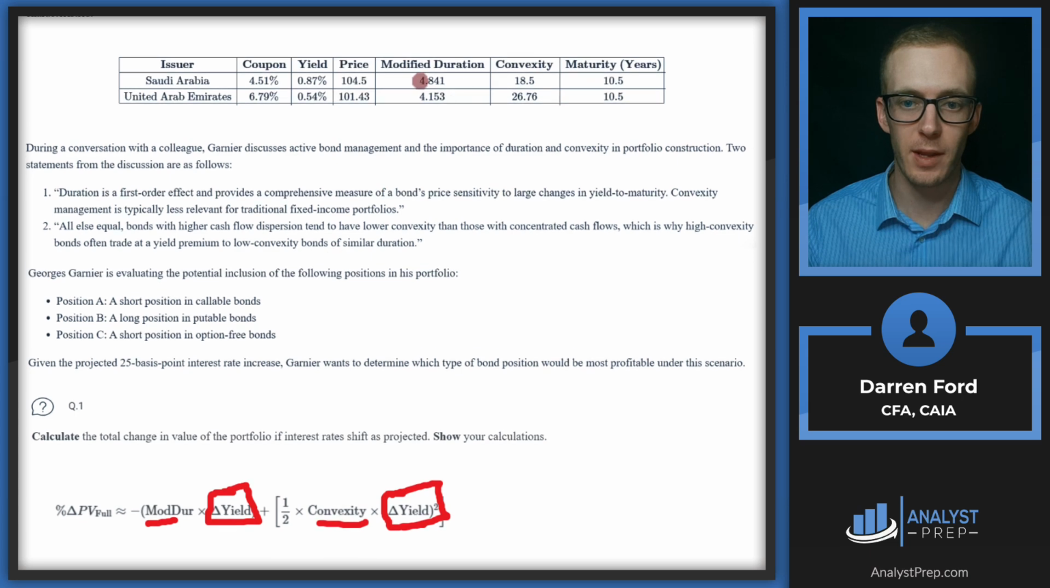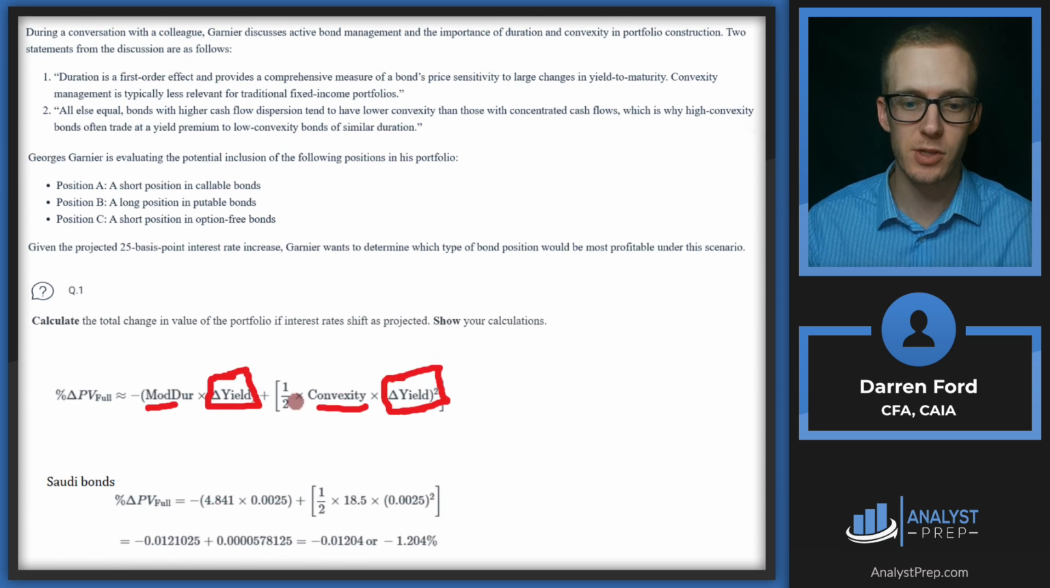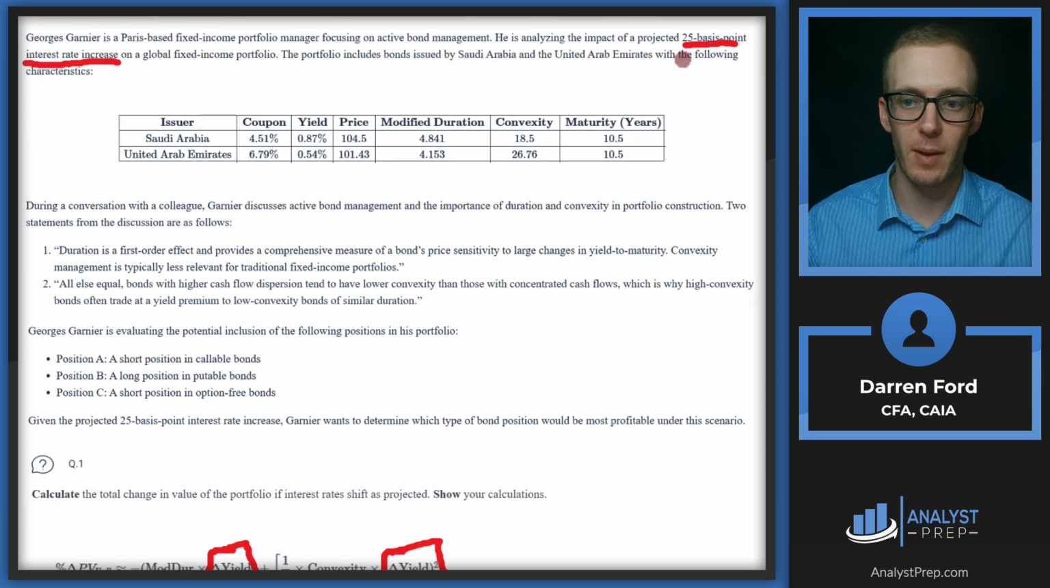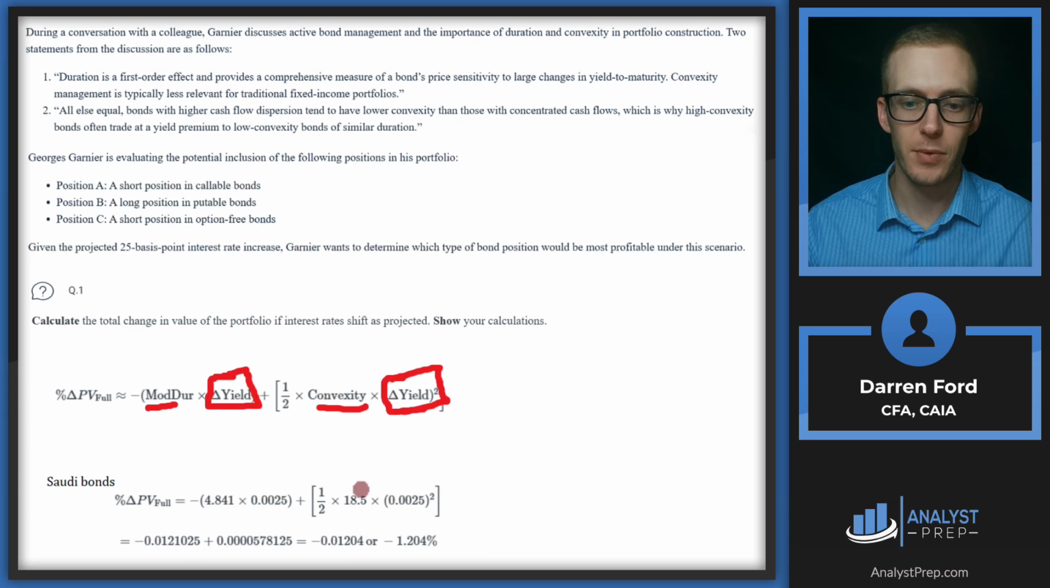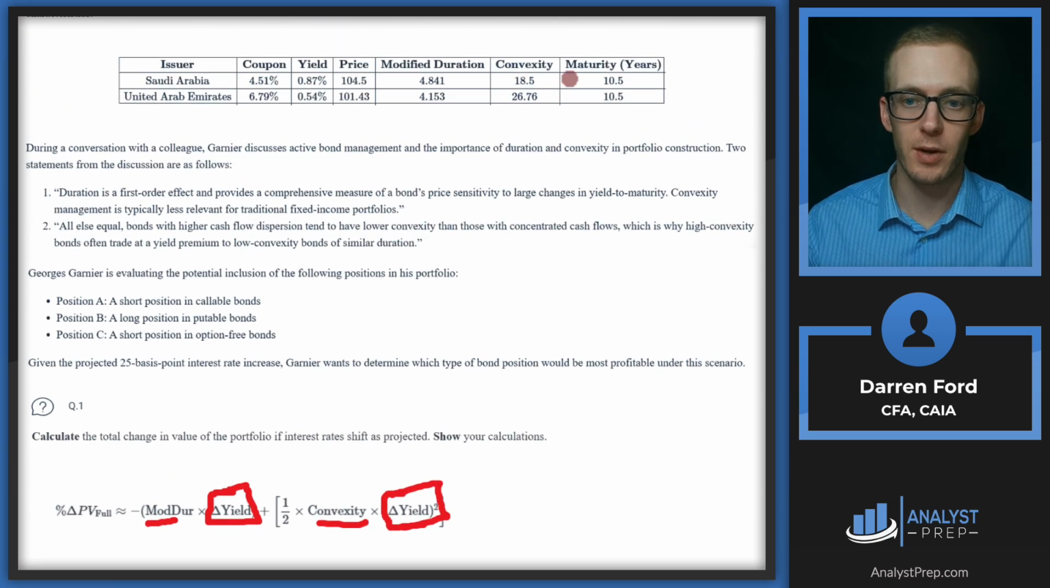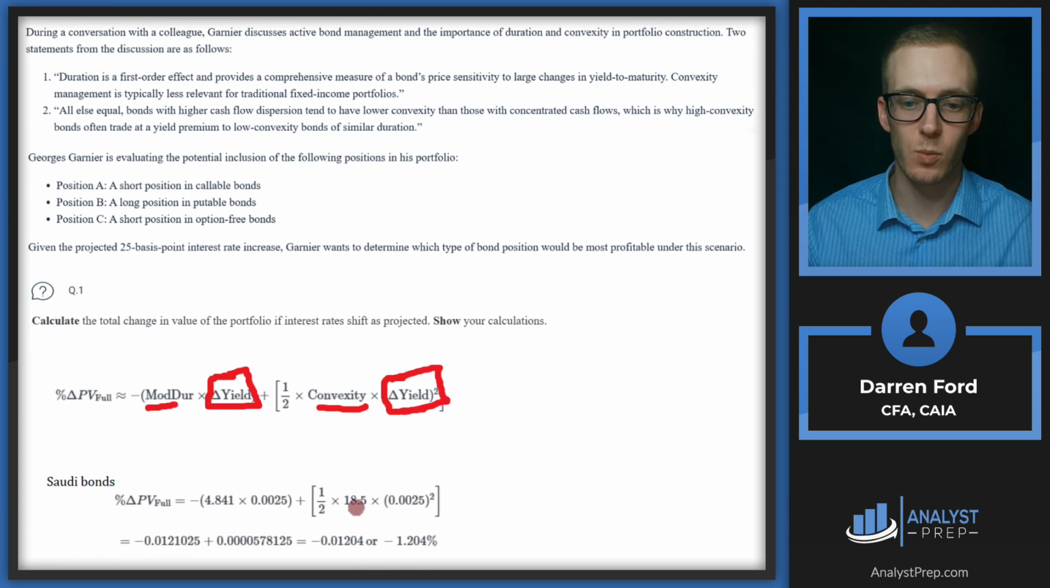So we've got 4.81 as the duration. Multiply that by the 25 basis point change in yield right here. And then we're going to take that convexity number, which is right here, 18.5, plug that in as well. And then we multiply that by that change in yield squared, which is that 25 basis point change again.